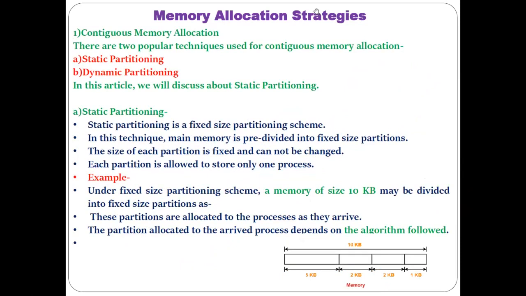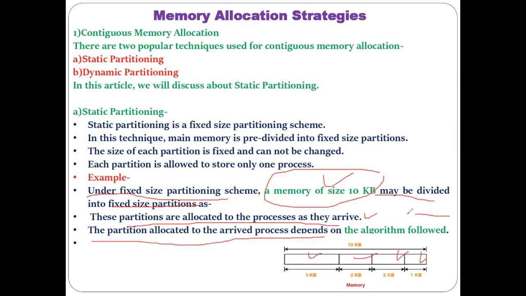I have shown you an example of that here. Under the fixed size partitioning scheme, a memory of size 10 KB, for example, can be divided into fixed size partitions like this. The 10 KB can be divided in a pre-divided manner. It can be divided into 5 KB, 2 KB, 2 KB, 1 KB. So it can be divided into different kinds of partition sizes, but at the initial point only. Once you define the size, it cannot be changed. These partitions are allocated to the processes as they arrive. Whenever a process arrives, these partitions are allocated to the process. The partitions allocated to the arriving process depend on the algorithm followed.